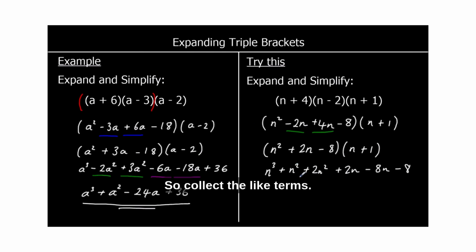So collect the like terms. We've got 2 n squared terms, and we've got 2 n terms. So we've got n cubed. We've got n squared plus 2n squared, which is 3n squared. We've got 2n take away 8n, which is a negative 6n, and the negative 8 or minus 8 on the end.